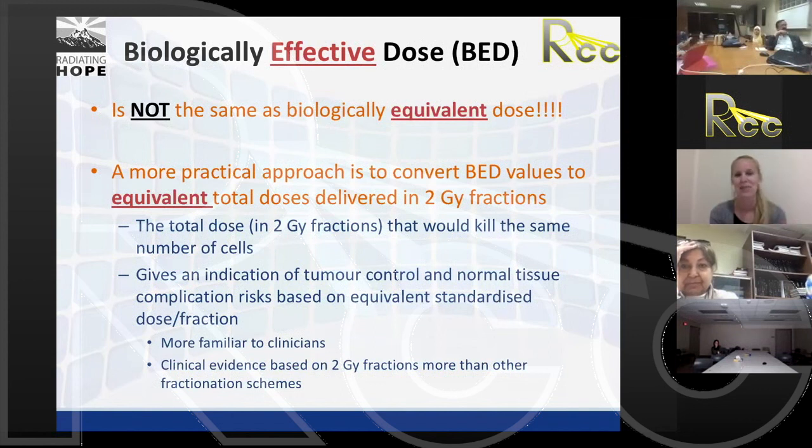By giving this equivalent dose in 2 gray fractions, you can get a better indication of how you're going to control your tumor and how your normal tissues are going to respond, based on this standardized dose per fraction. Okay, does that make sense?